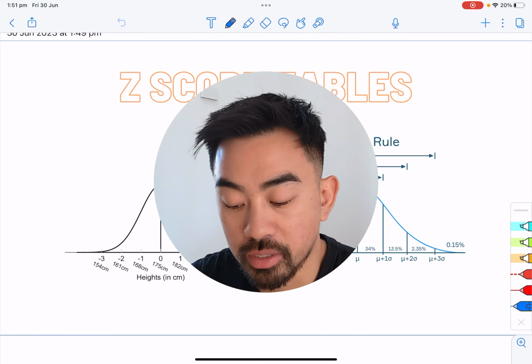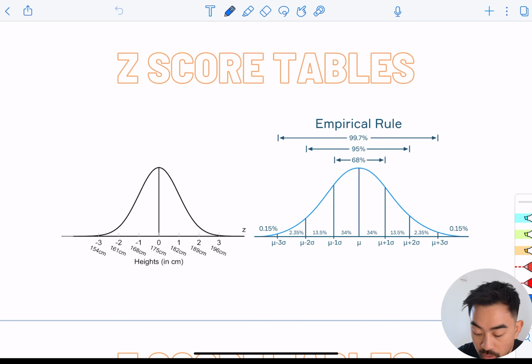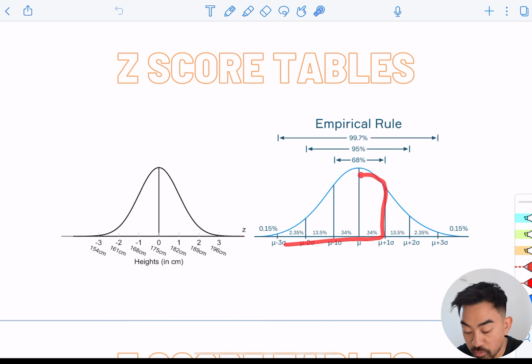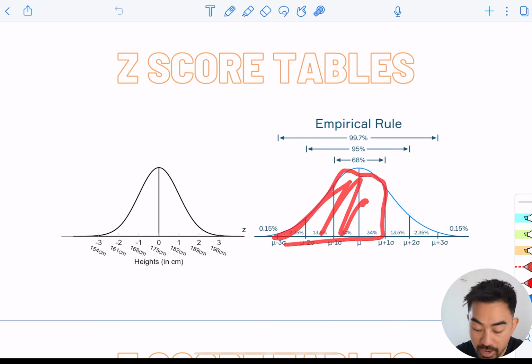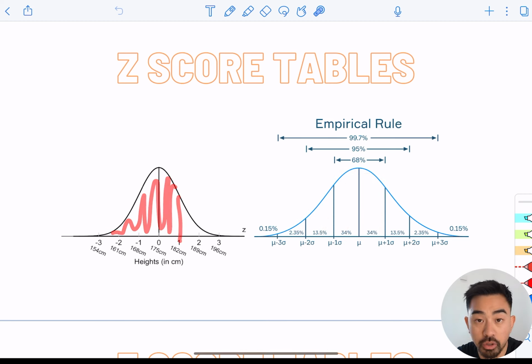So today I wanted to look at z-score tables and how to use them. So let's get into it. Now, think back to the z-scores. The z-scores tell us how many standard deviations you are from the mean. And we know from our empirical rule that, for example, if you're one standard deviation above the mean, that must mean there are 84% of people below you. Let's say you're doing height. So in other words, if you're 182 centimeters, there are 84% of people that are shorter than you.